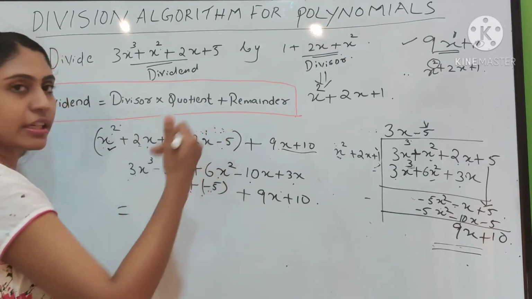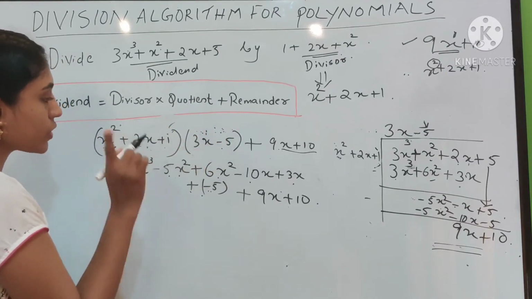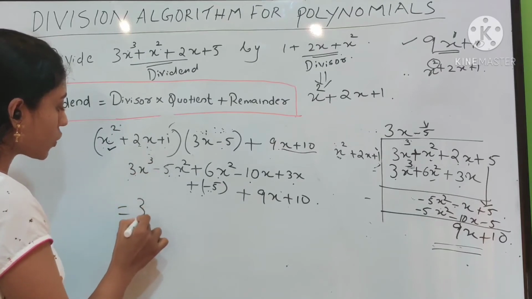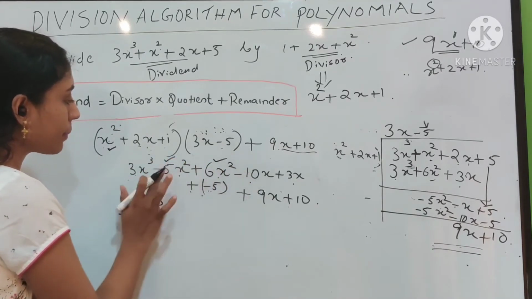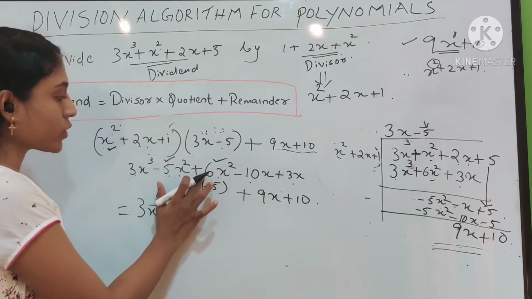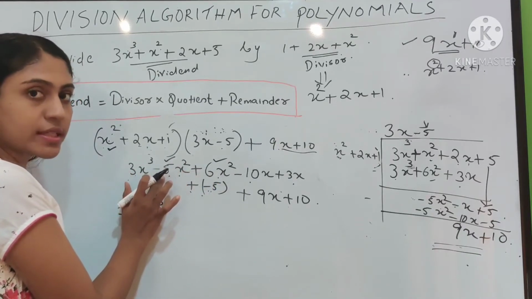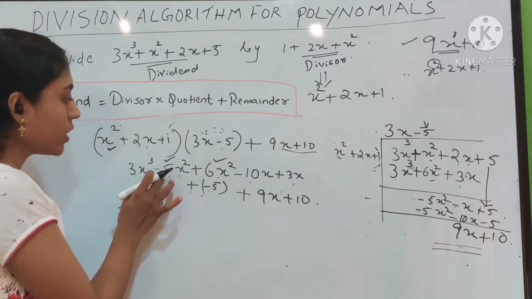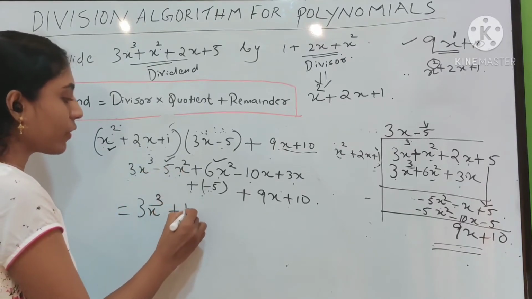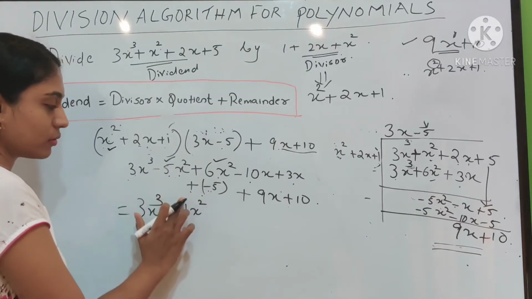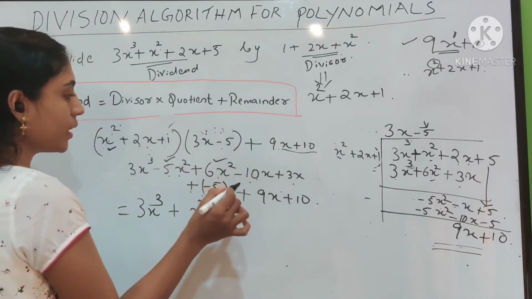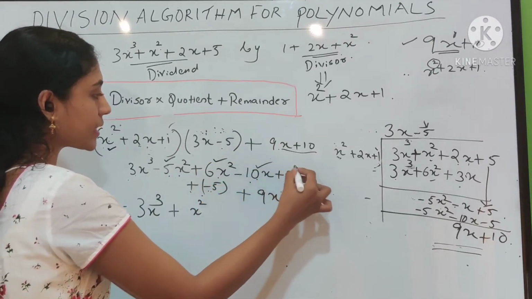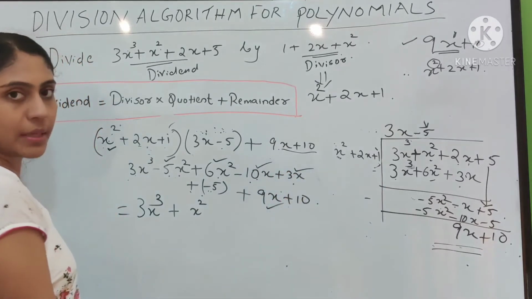So now we can do addition subtraction. So there is only one x cube term, that is 3x cube, right? And what about x square terms? Two x square terms are there, minus 5x square plus 6x square. So plus 6 minus 5, what is the answer? 6 minus 5, it is 1. So plus 1 x square, 1 x square, it is x square. No need to write 1 here, right? So plus x square. Then what about x terms? 3 x terms are there, minus 10x plus 3x and 9 plus 9x.